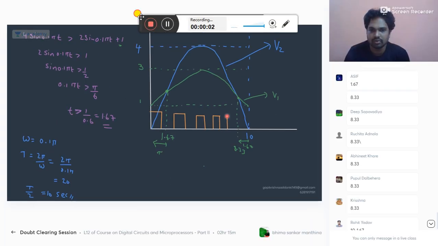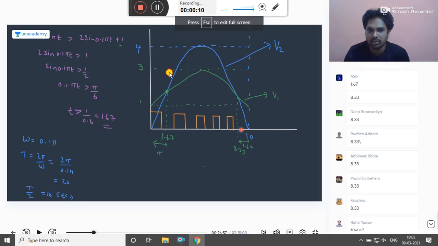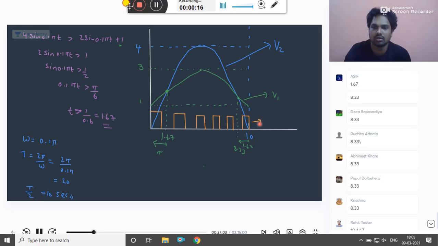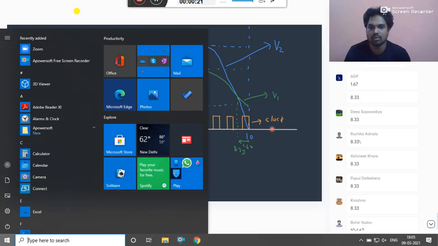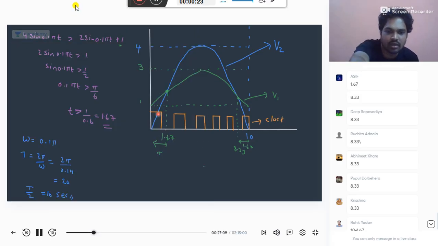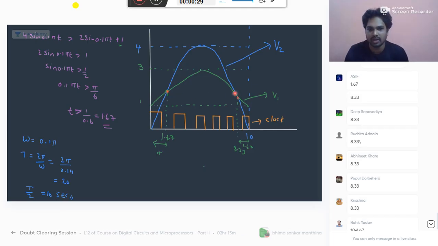6 to 7 off, 7 to 8, 8 to 9 off, again 9 to 10. This is your clock. But your signaling, I mean what we call, your system is working from this point to this point. They should be the same height, okay?